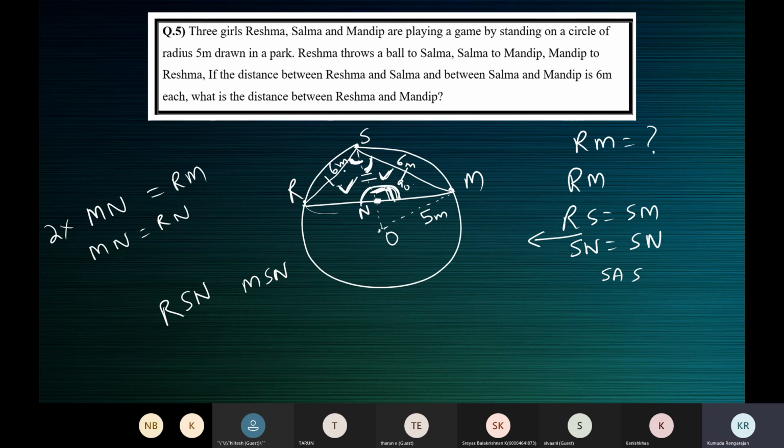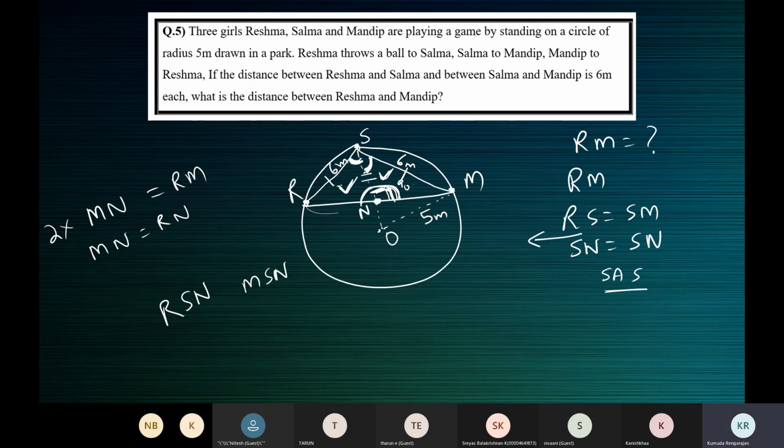Listen carefully. Since we don't have sufficient information to prove that RSN is congruent to MSN, we need to have one more equality. We need to find one pair of equal angles, this angle equal to this angle, so that you can use the SAS congruence rule and show that the two triangles are congruent to each other.